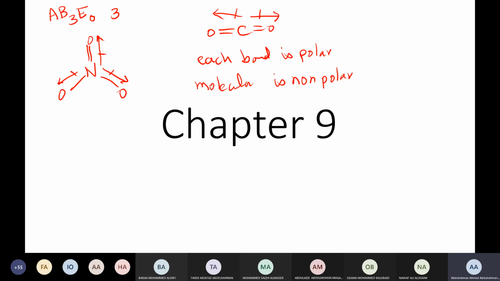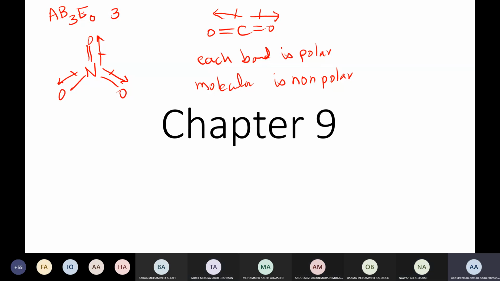The double bond and single bond each count as one B. So what's the shape of the molecule? AB3, trigonal planar. What's the shape of the electron domain? Trigonal planar. What's the shape of the molecule? Same, also trigonal planar, because we can see it.